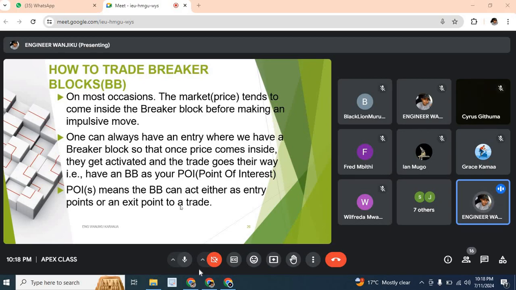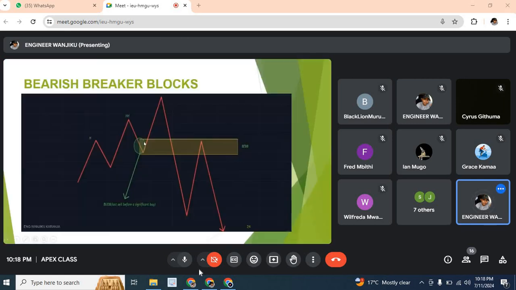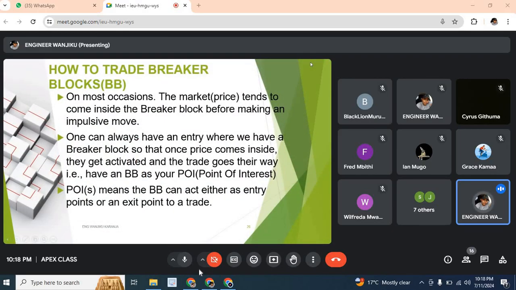On most occasions, just like you've seen, the market tends to come inside that breaker block. You have seen it comes in this zone, triggers that breaker block. Also in this other example, it came into this zone of this breaker block before going up. So that's the way you trade a breaker block. The market will come inside the breaker block before making an impulsive move.